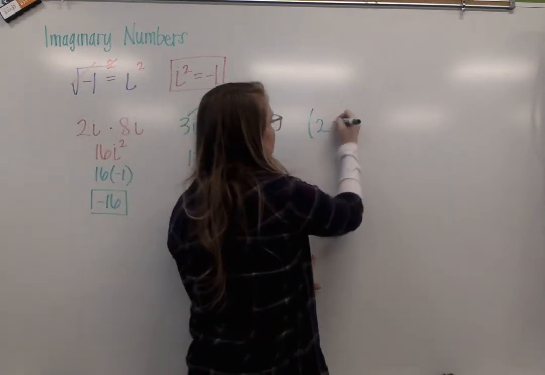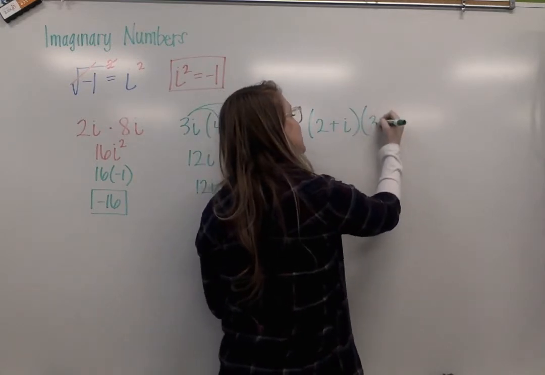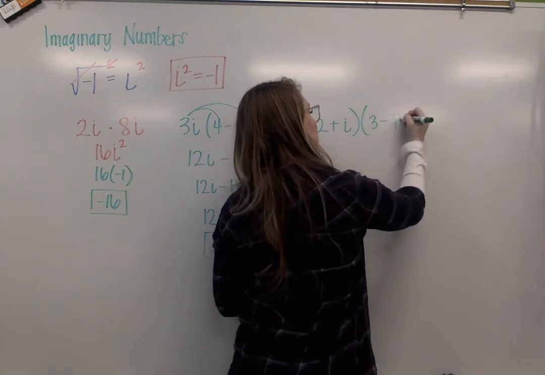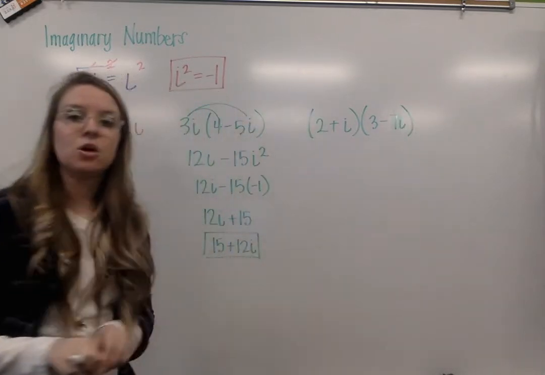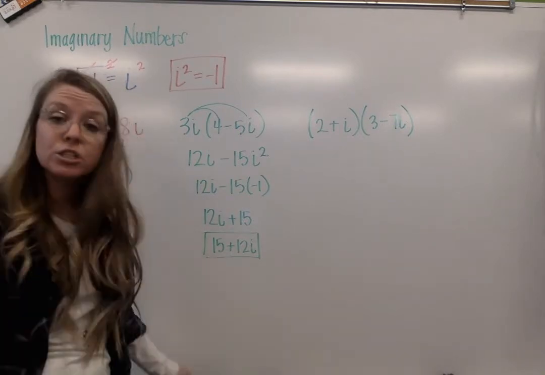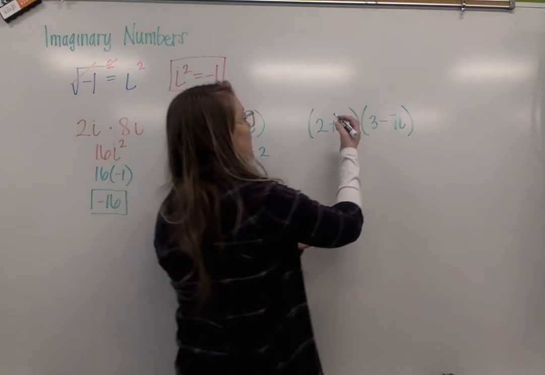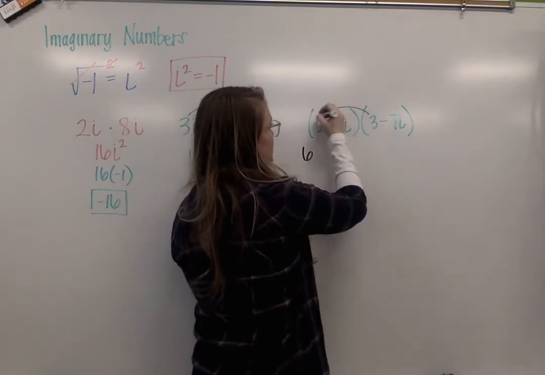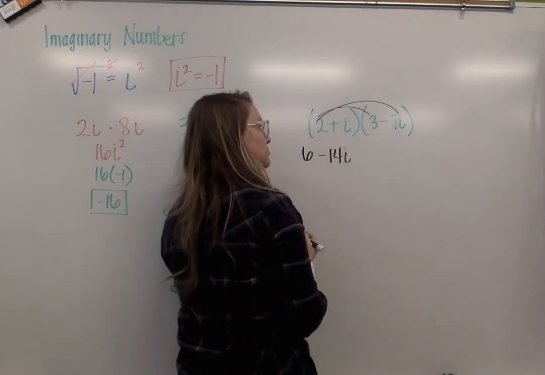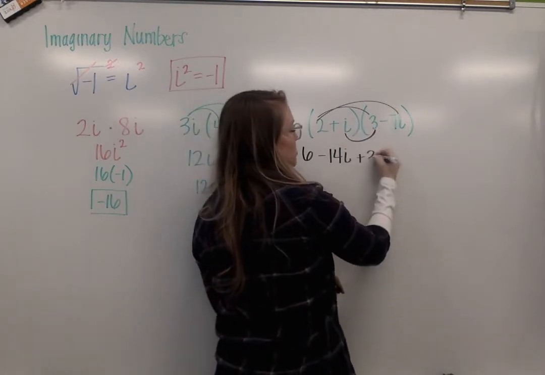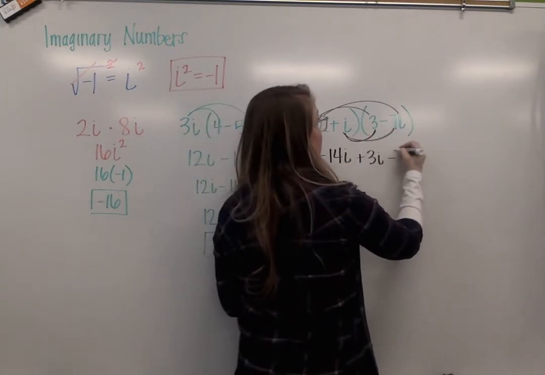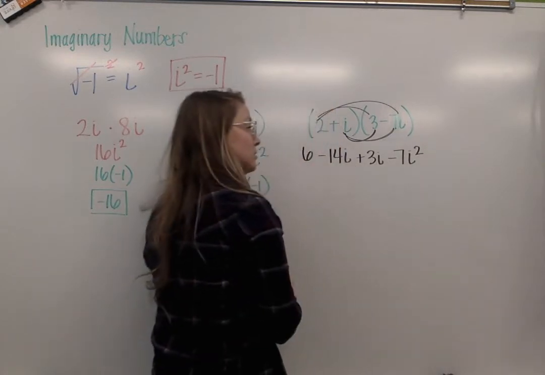Okay, one more multiplication practice problem. We're going to do a double distribution. 2 plus i times 3 minus 7i. So we have two binomials, a complex number times a complex number. All we're going to do is distribute and simplify. So we have 2 times 3, which is 6. 2 times -7i, which is -14i. i times 3, which is a positive 3i. And i times -7i, which is a -7i squared.